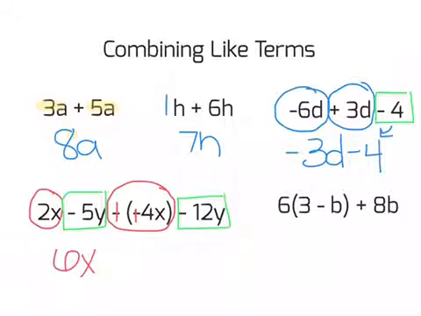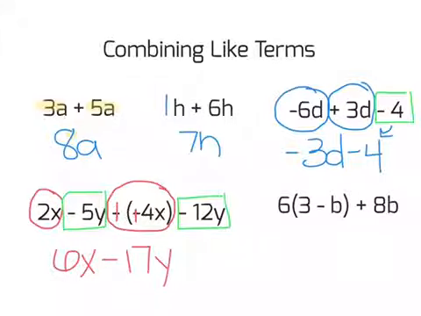And then I'm going to go look at my y's, and I have a negative 5y minus 12y, or you can think of it as having negative 5y and another negative 12y. But if you put negative 5 and negative 12 together, you get minus 17y. And then that is in simplified form, or you have combined your like terms.